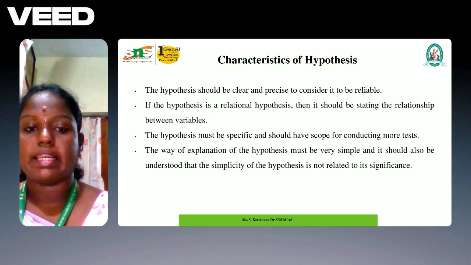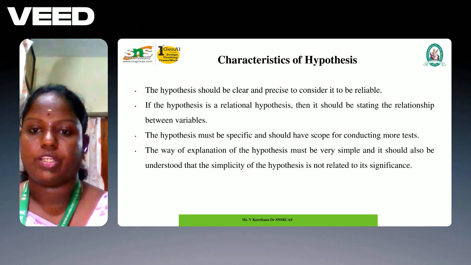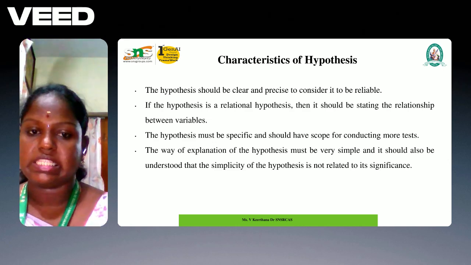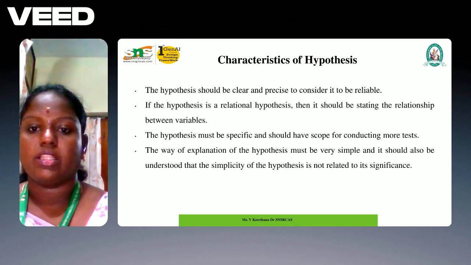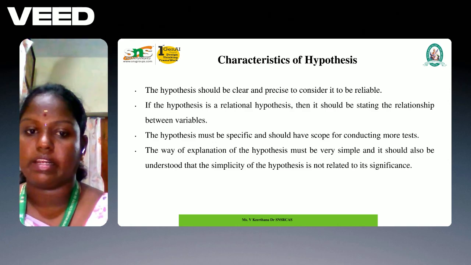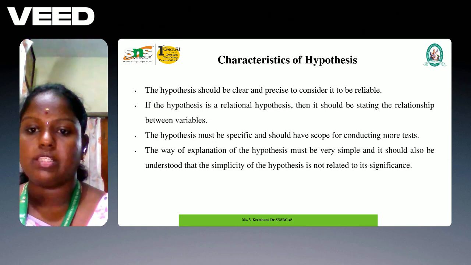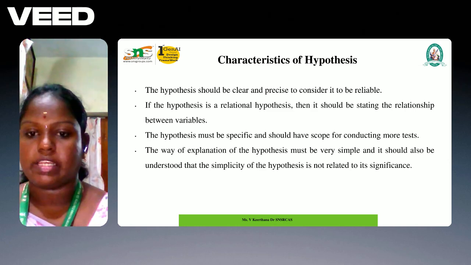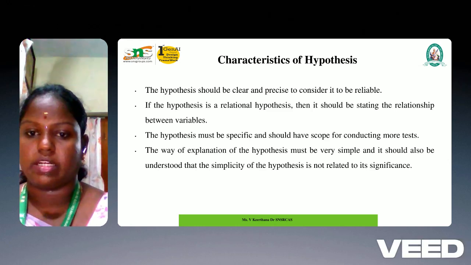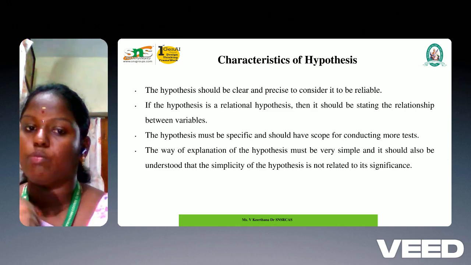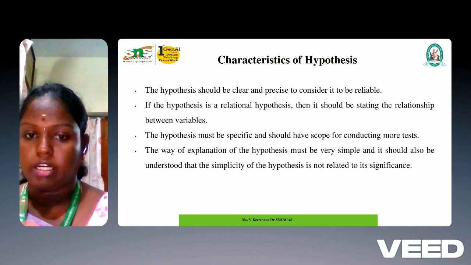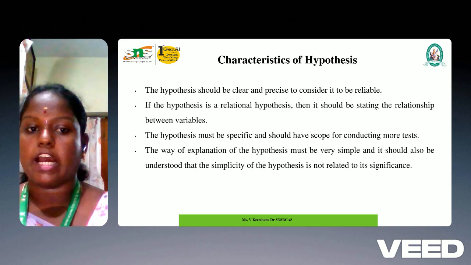So next we can see the characteristics of hypothesis. The first point is clarity and precision. A good hypothesis should be clearly stated and free from ambiguity. This ensures that it is understandable and reliable for research. So our first point is that the hypothesis should be clear and precise to be considered reliable. The second one is relationship between variables. If the hypothesis involves two or more variables, it should clearly define the relationship. And the third point is that the hypothesis must be specific and should have scope for conducting more tests.